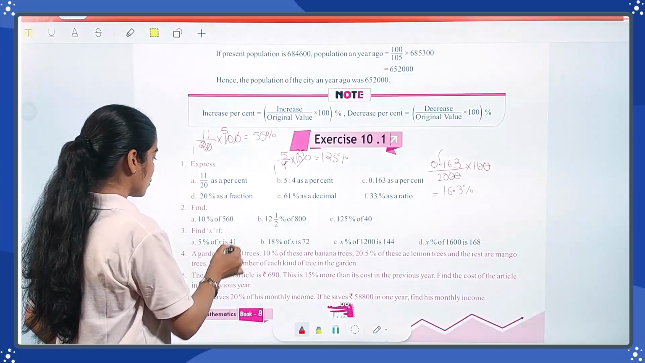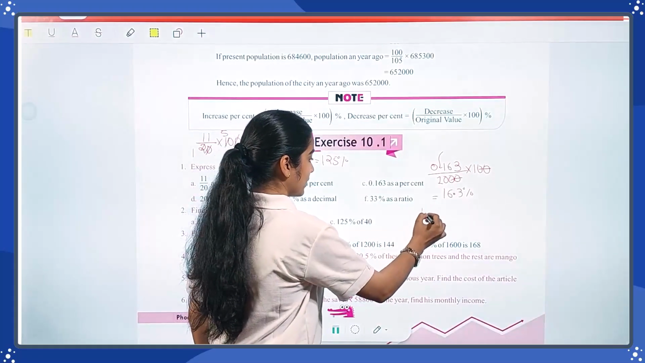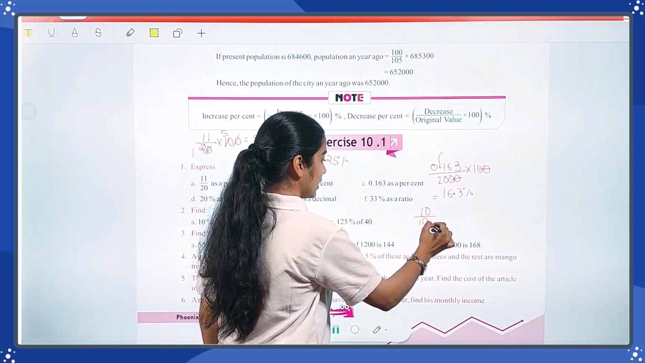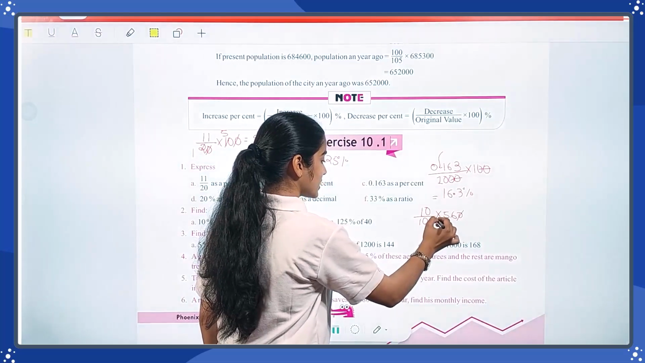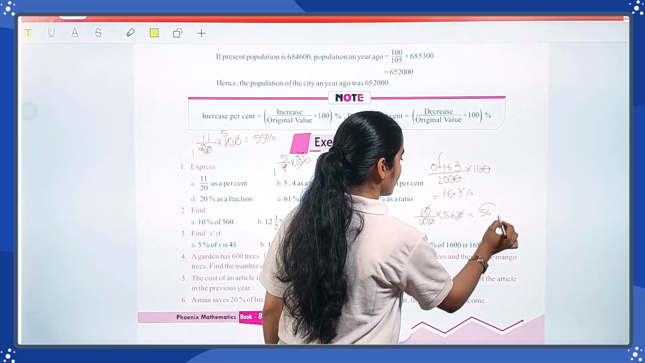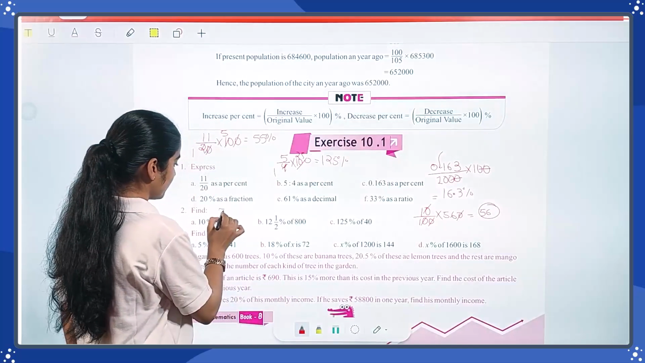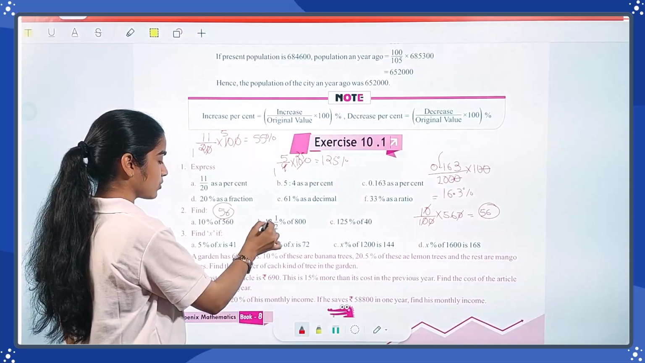10% of 560, which means 10 upon 100 of 560, which is multiplied by 560. 0 is cancelled out with 0, 0 is cancelled out with 0, and your final answer is 56. So in the same way you have to solve the rest of the questions. Don't be confused in this one. Try to solve this first.